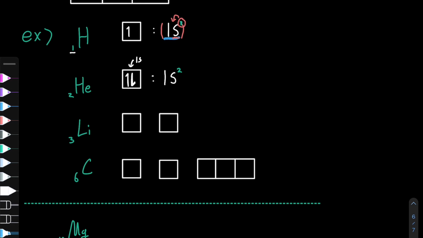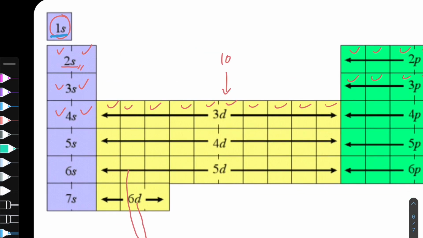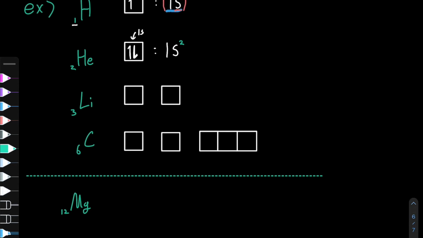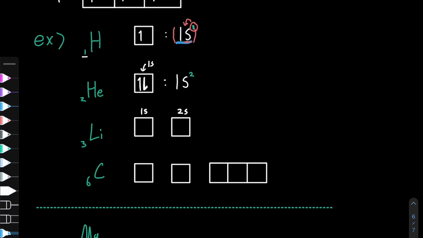Now lithium, on the other hand, goes down to the second period, where it is denoted with 2s. Lithium would be right over here. So this is 1s and this is 2s. So basically it stacks up on top of each other.